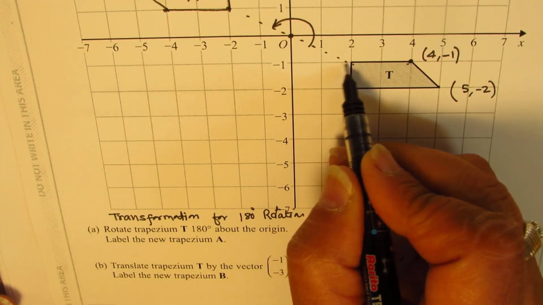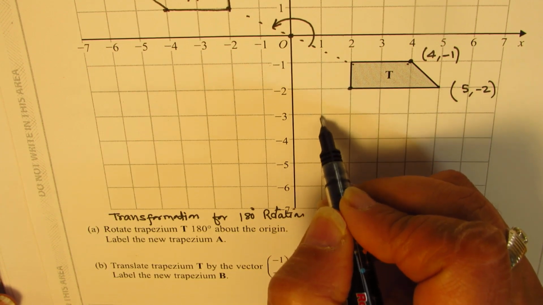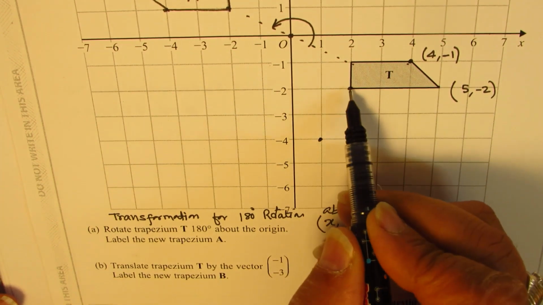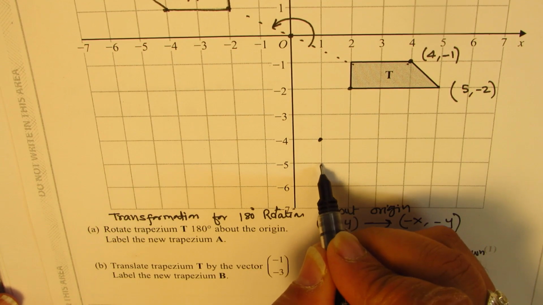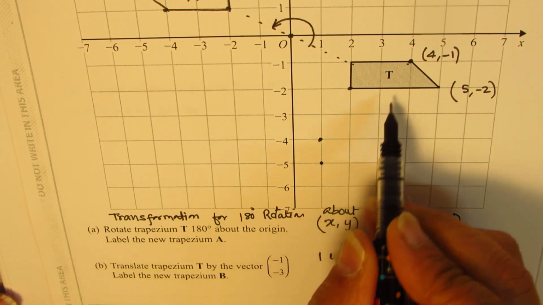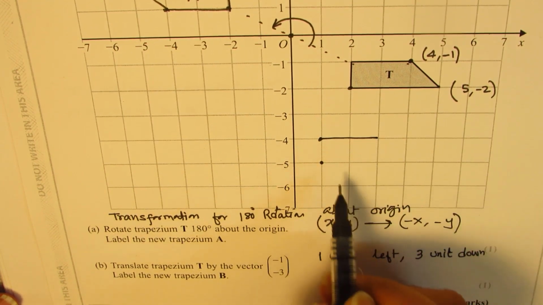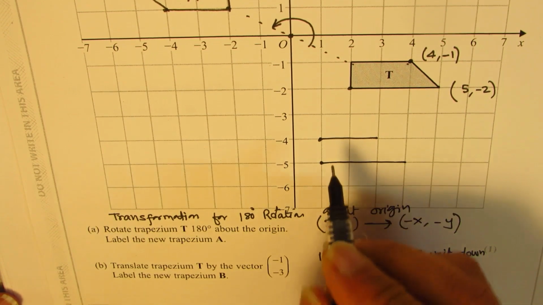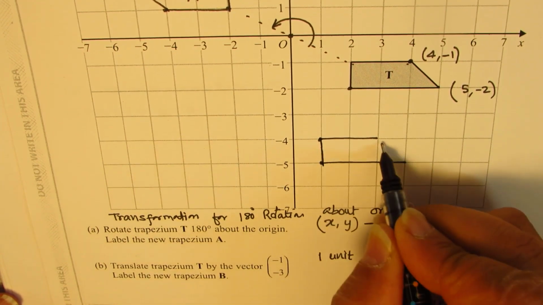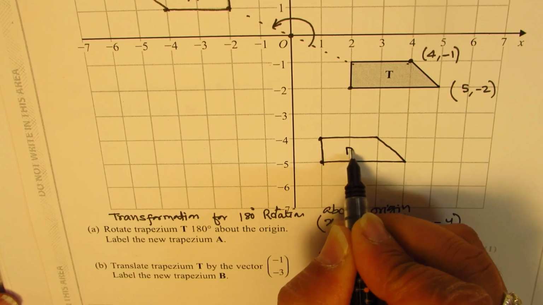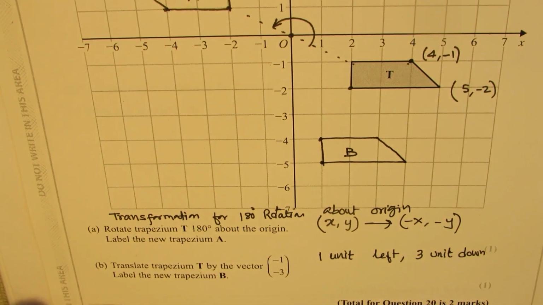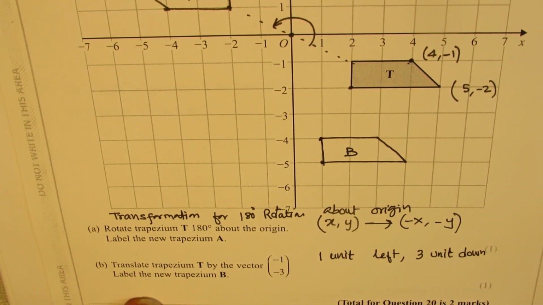So this point here, 1 unit left, 1, 2, 3. Correct? Similarly, this point, 1 unit left. So we get the whole thing translated like this. And we'll label this as B. Is that clear? So that is how we are going to do it. So I hope that helps.